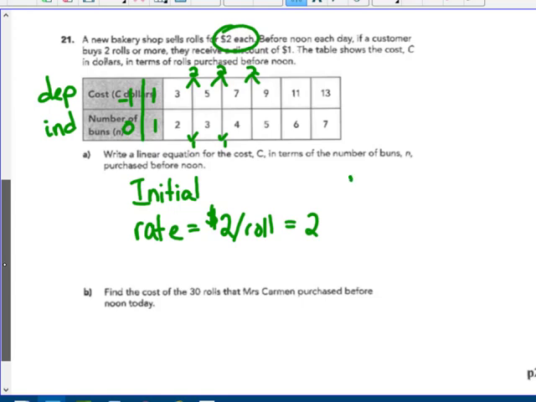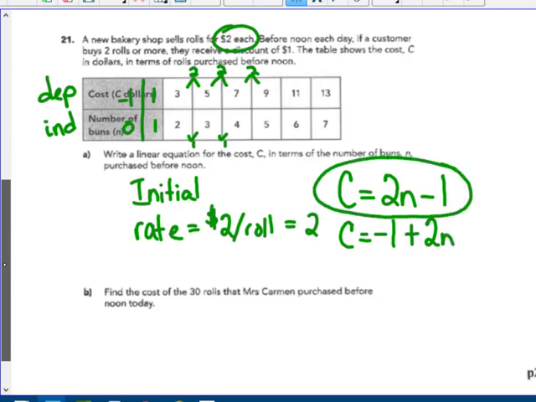So my cost equals $2 per roll, but if I go before noon, I get to take $1 off. Or I could write it the other way with my initial amount first, negative 1 plus $2 per roll. You could write it either way. This is the best form of that.